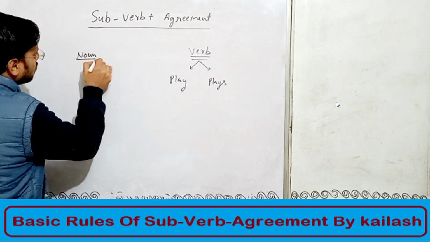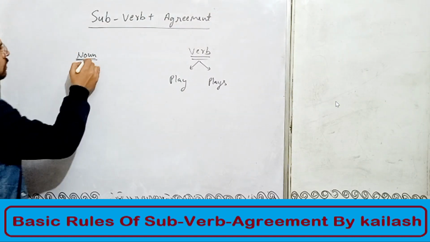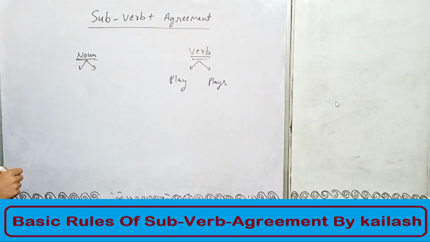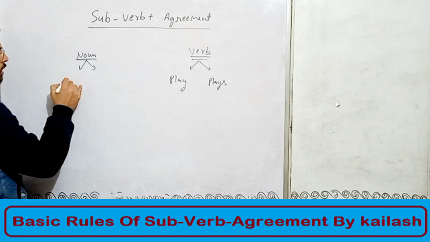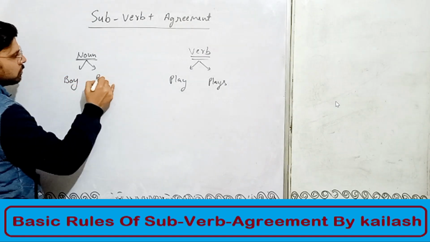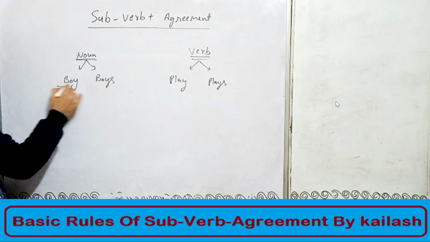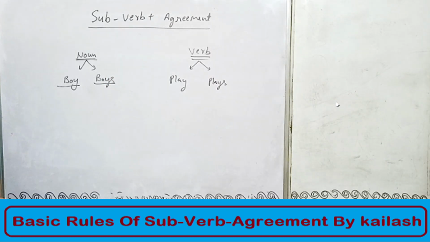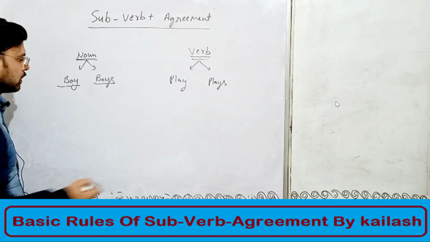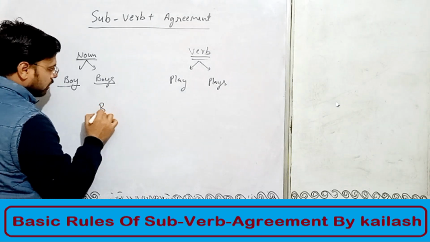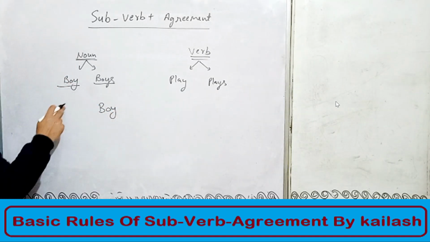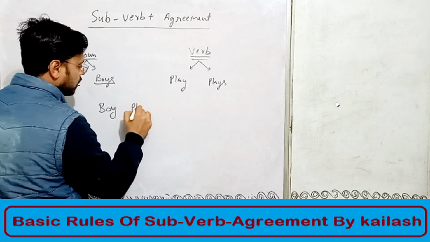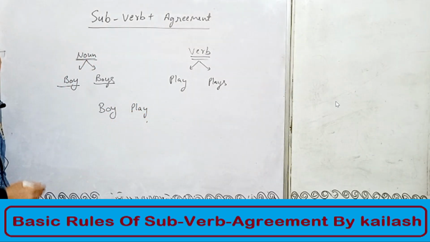In the junior classes, you already studied about singular and plural nouns. If I write boy, it is a singular noun. If I write boys, it is a plural noun. Therefore, if I write the example boy play, it is incorrect. Why is it incorrect?